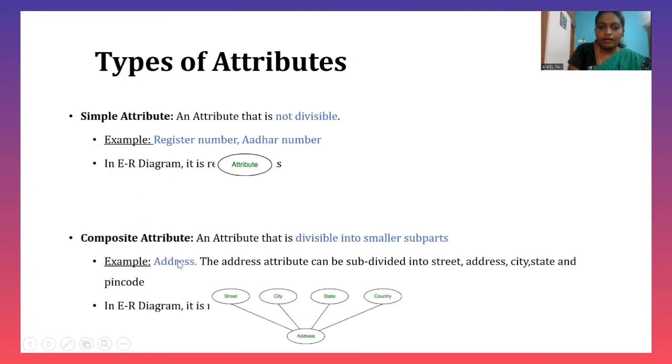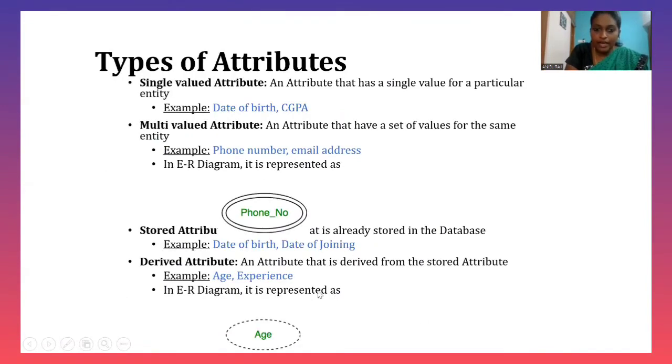So I will show how a simple attribute could be represented. A simple attribute is represented in the form of an oval, which couldn't be divided: Aadhaar number, register number, and so on. Then address: street, city, state, and country. It could be name also: first name, middle name, last name, initials, and so on. Multi-valued attribute: you can have more phone numbers or more email IDs. It is represented with a double oval. And single valued is CGPA or date of birth, gender, all these things.